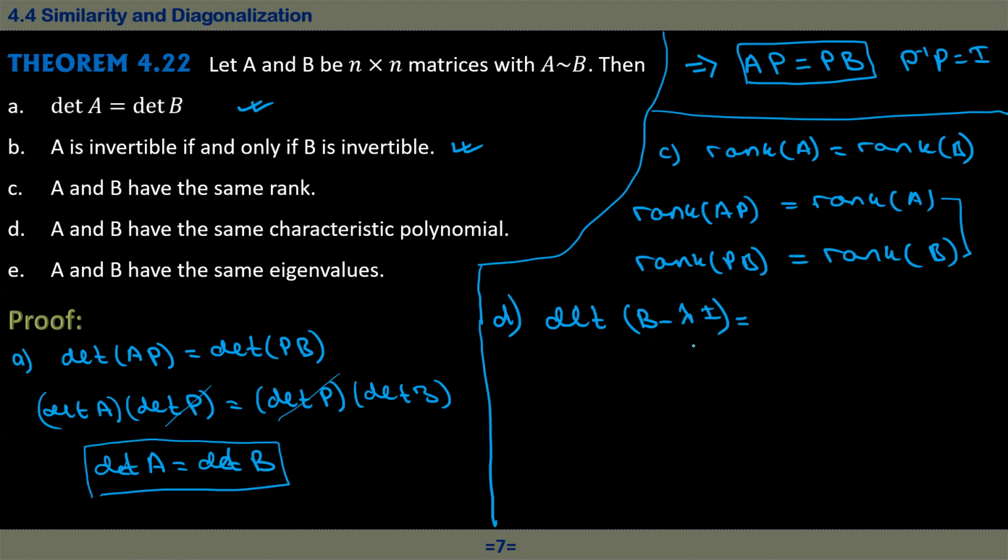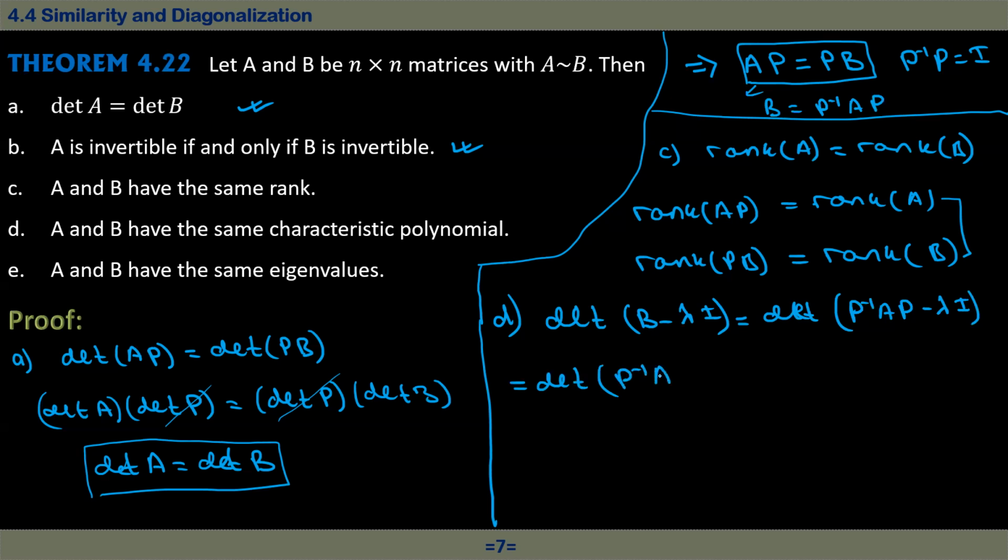Anyway, so from here, determinant of what is B? Using the definition, we know that B is P inverse, right? From here, what is B? B equals P inverse times A times P. So if I just substitute this there, then here we have P inverse A times P minus lambda I, right?